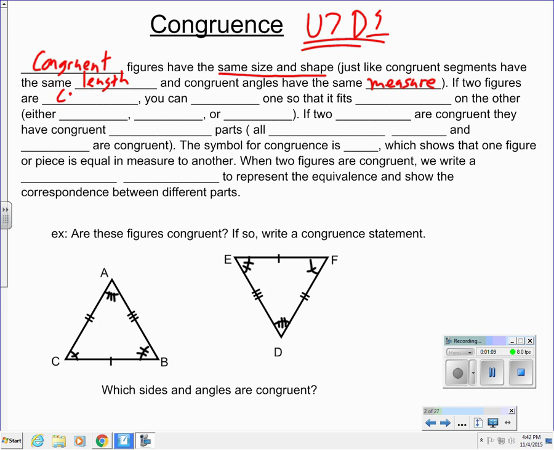If two figures are congruent, you can move one so that it fits exactly on the other. Right, and by move, I mean you can either slide it, you can flip it, or you can turn it and get them to line up right on top of each other.